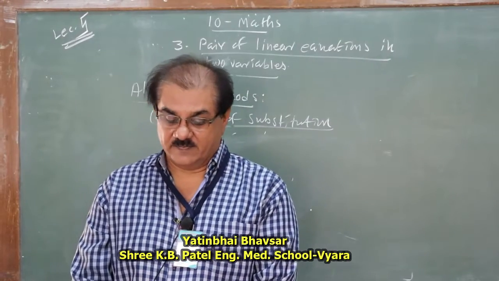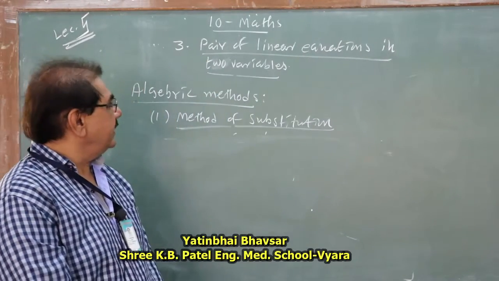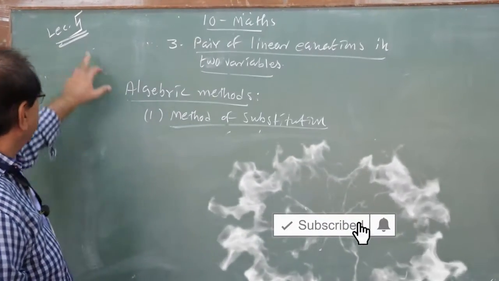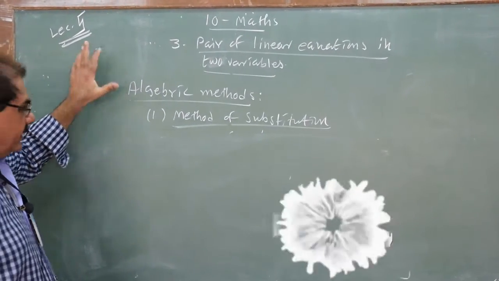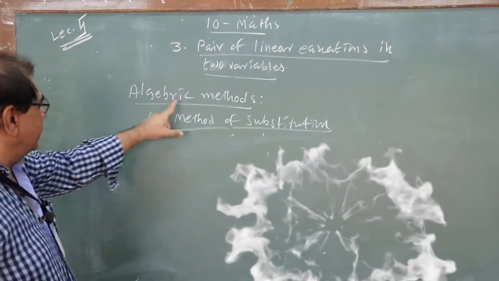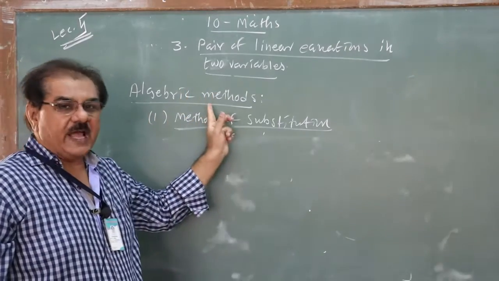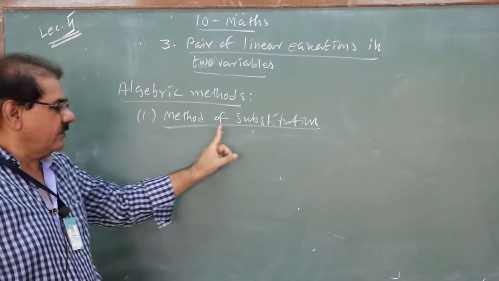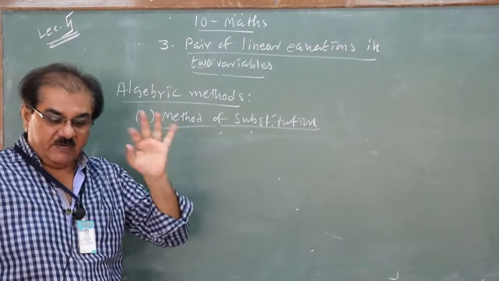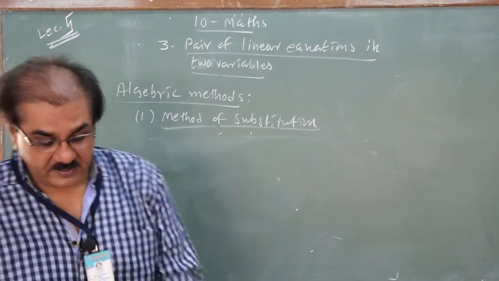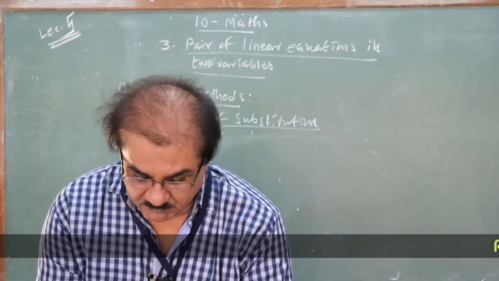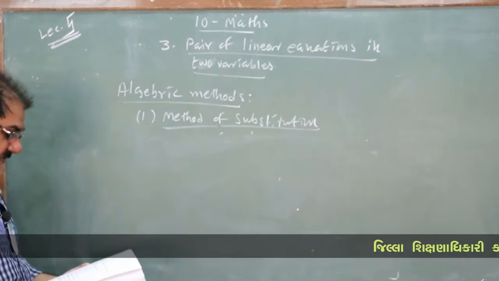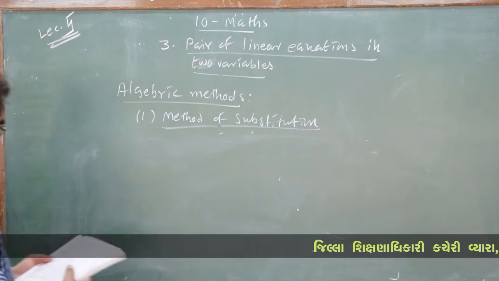Hello friends, in chapter number 3, pair of linear equations in two variables, this is my fifth lecture. In the fourth lecture, we started one of the algebraic methods to solve the paired equations, that is the method of substitution. And we were doing exercise number 3.3. We take some more examples of exercise number 3.3.